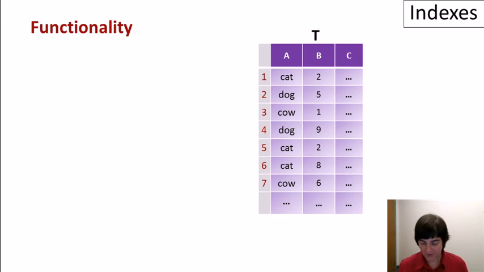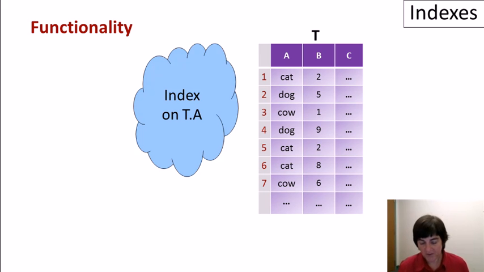So let's suppose we have a very simple table T that has three columns, but we're going to focus on columns A and B, and we can see that column A is a string-valued column with animal names, and column B is an integer column. Now, we're going to be asking queries that involve conditions over these two columns. In order to speed up those queries, if we're concerned about evaluating conditions on column A, then we can build an index on that column. So we call that an index on column T.A.